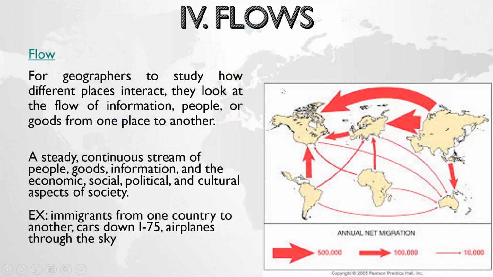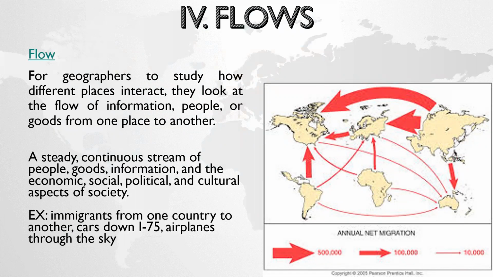All right. Another concept which also relates to space is that of flows or flow, right? For geographers to study how different places interact, they look at the flow of information, people, or goods from one place to another. All right, so just think of flows as literally like a flowing river, right? Ideas, people, objects moving across different places.